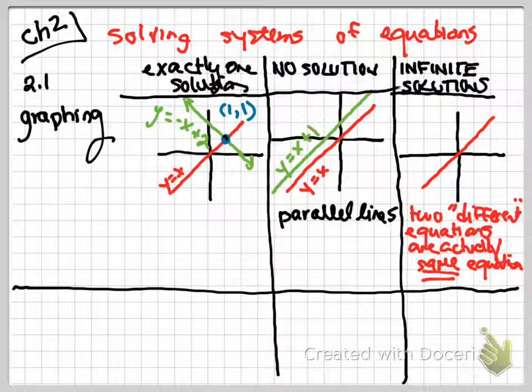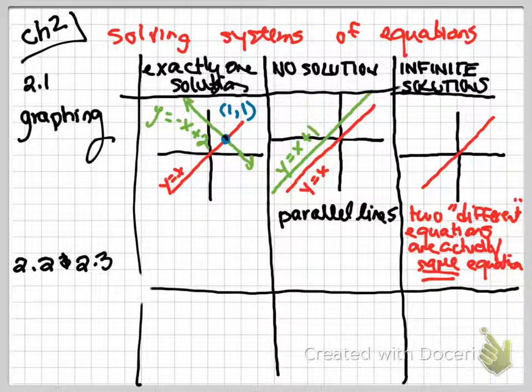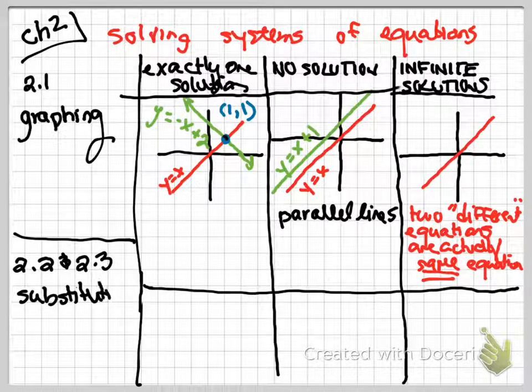In 2.2 and 2.3, we are literally doing the same thing. We're just not using graphing anymore. We're just using algebra. 2.2 is, if I remember correctly, substitution, where we take one equation and we put it into the other equation.